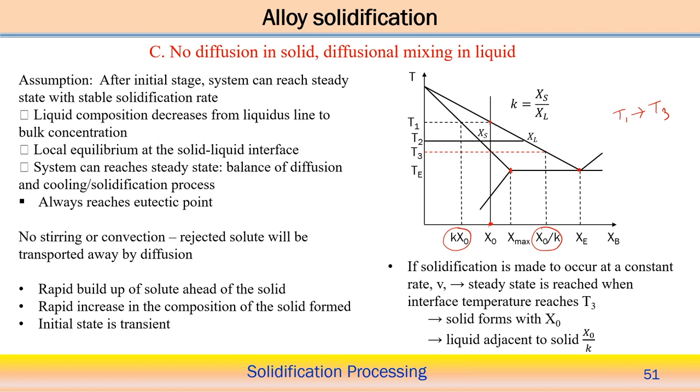The assumptions are, after the initial stage, the system can reach the steady state with a stable solidification rate; that is the first assumption. The second one is that the liquid composition decreases from the liquidus line to the bulk concentration. So, in this case, in front of the solidification front the concentration of the liquid composition is much higher, and it gradually tries to reach the bulk composition, meaning it tends to x 0.